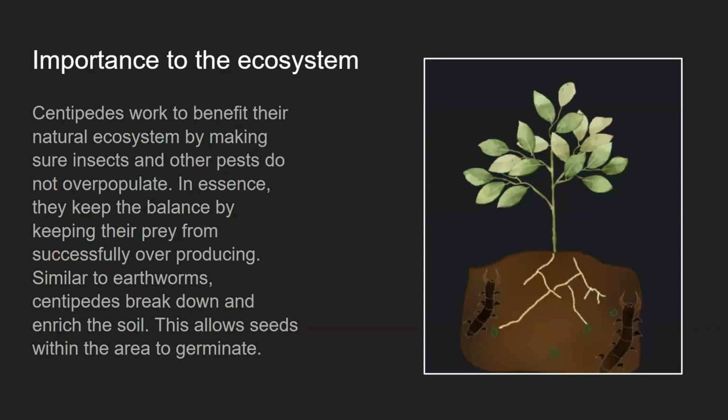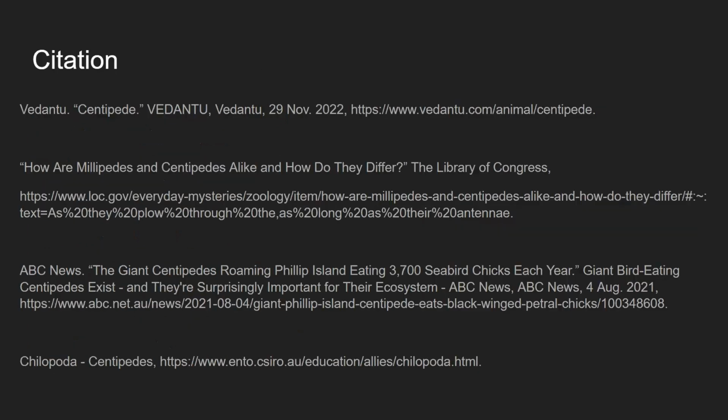So they do serve an importance to our ecosystem. Centipedes work to benefit our ecosystem by breaking down the soil and enriching it. That basically makes it so that seeds are able to germinate better, and through this process, you have plants that are able to develop and things of that nature. Also, through their predator-prey relationship, they're able to limit certain organisms from overpopulating and creating problems in the ecosystem. On the right, I've drawn a picture of plant, soil, seeds, and them germinating, and how centipedes basically play a big part in that.